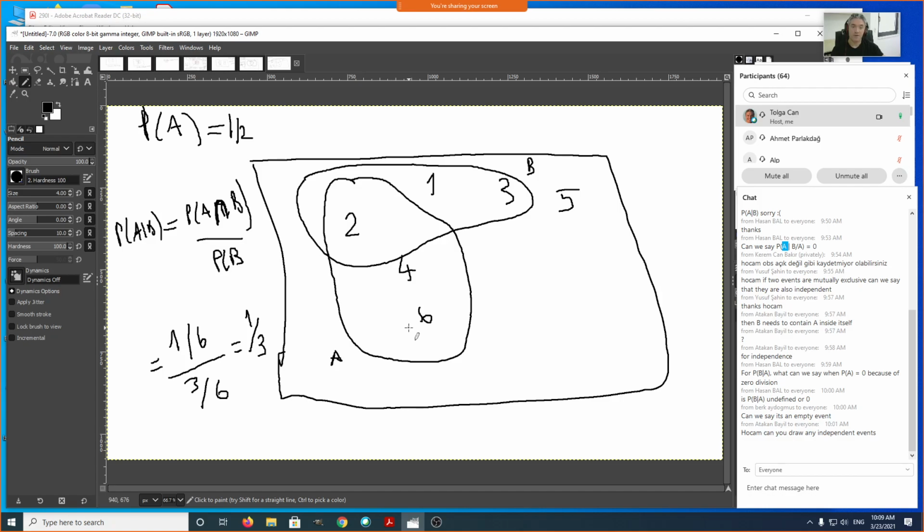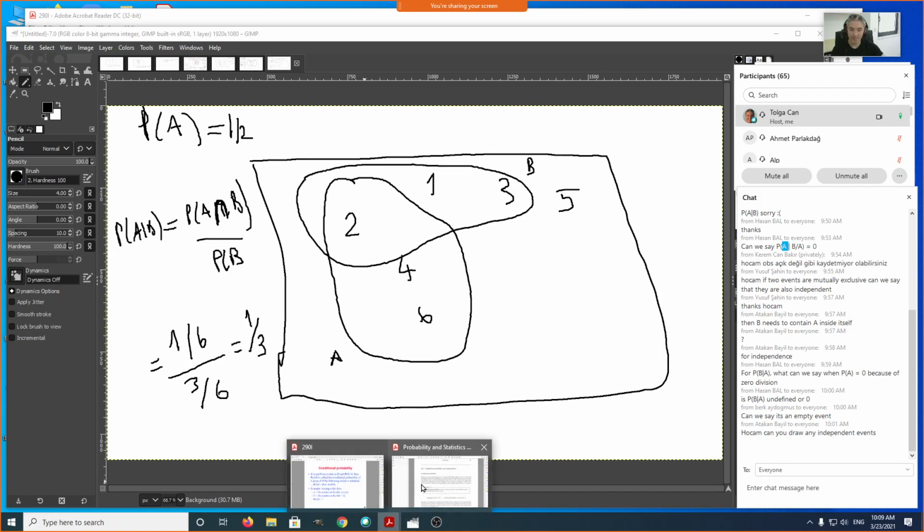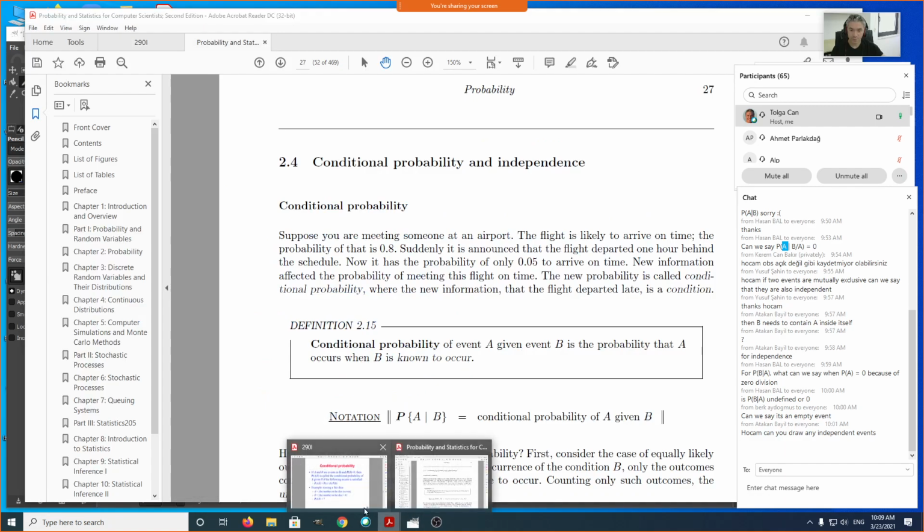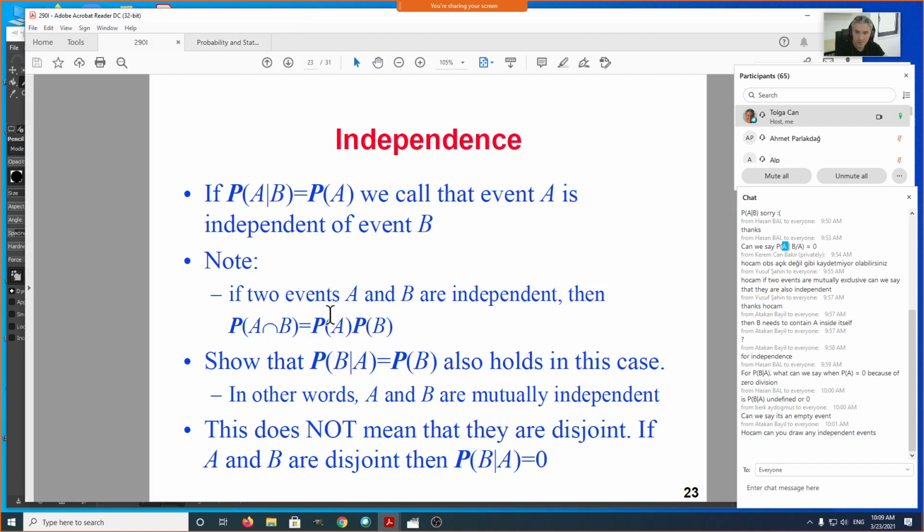Now, the knowledge that event B has occurred reduced our probability of A from 1 over 2 to 1 over 3, which means that A and B are not independent events. The belief that B has occurred changed the probability of event A to 1 over 3. So this is one example. There is also example 2.13.